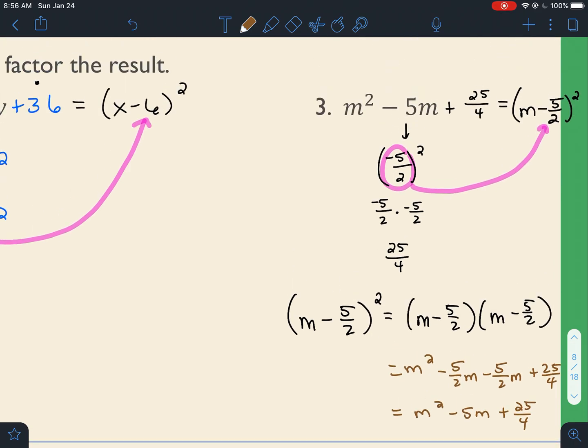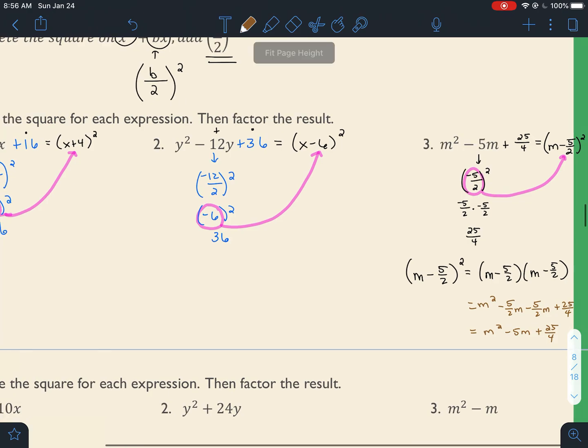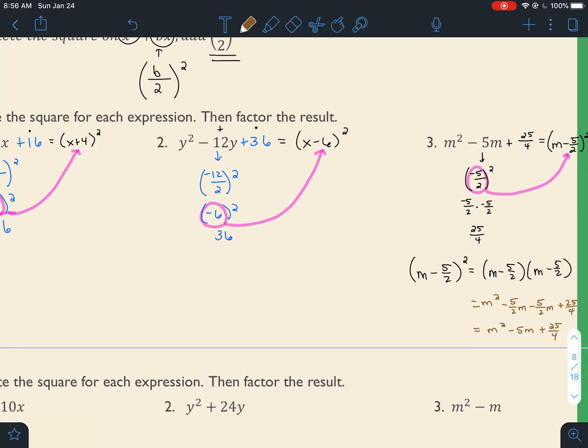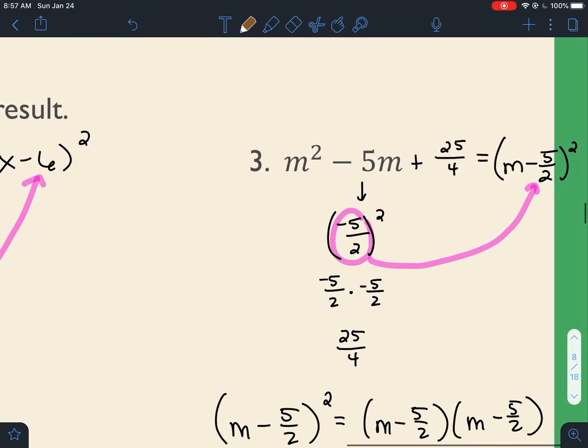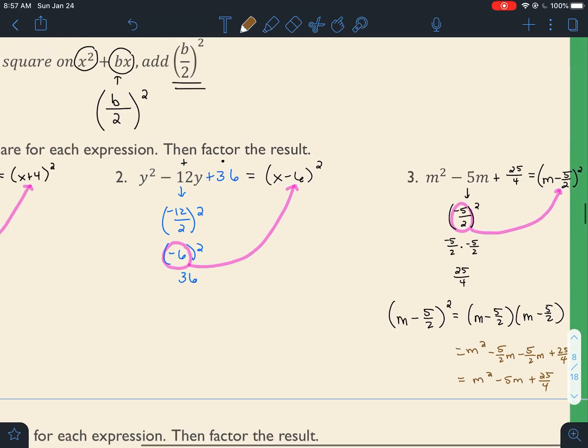So if you complete the square and you end up with a fraction as your b over 2, it's still okay because it's going to follow the pattern. Whatever you got when you divided by 2 is what's going to happen when you go to factor it. When I took negative 5 and divided by 2 to complete the square, 25 over 4 is what I add. But when I go to factor, it's going to be m minus 5 over 2, which was what was in my parentheses, squared.